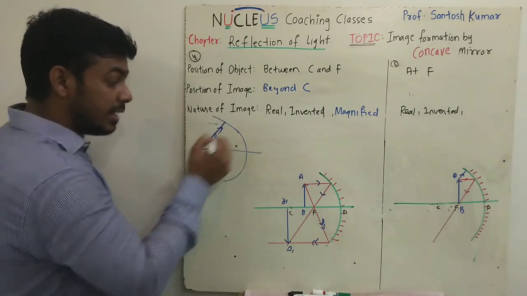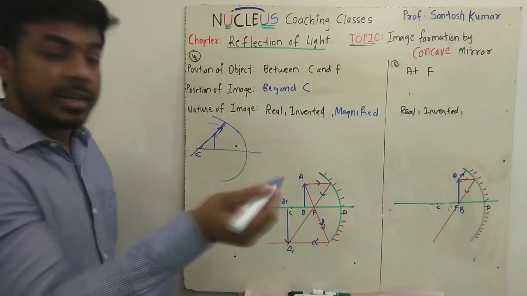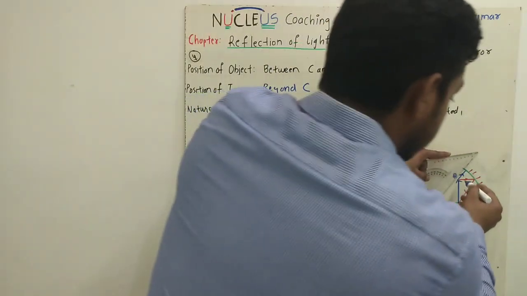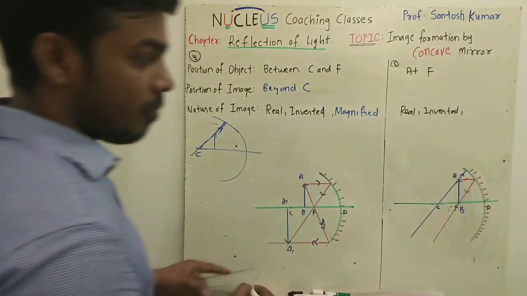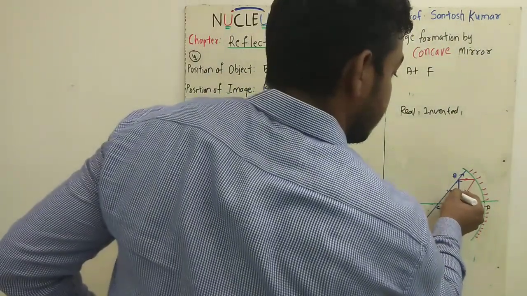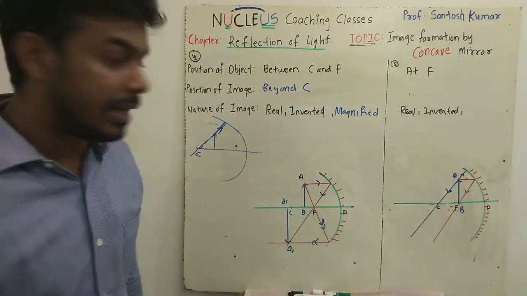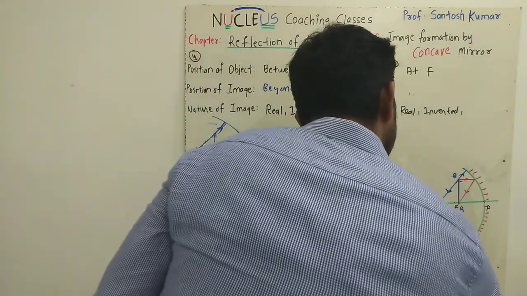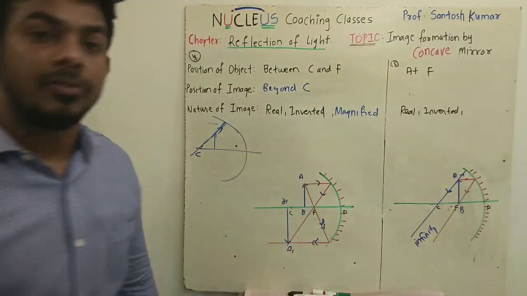That means the incident ray is somewhere passing through C only. Then definitely it will retrace the path. So this will be the reflected ray. You can see, this is the incident ray and this is the reflected ray. So what have I got? I have got two parallel rays, right? And these rays will meet at, come on tell me, at infinity.